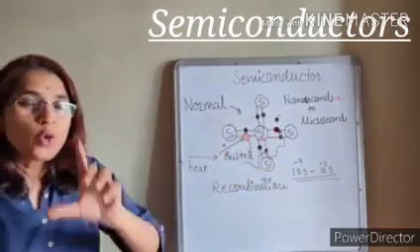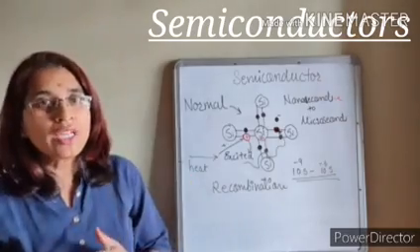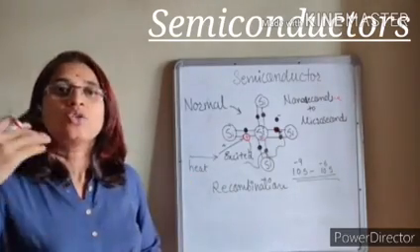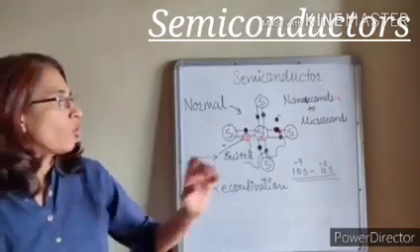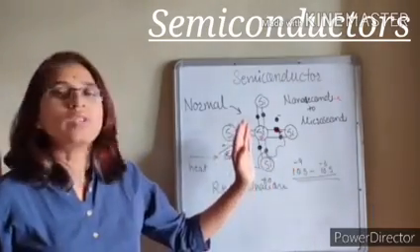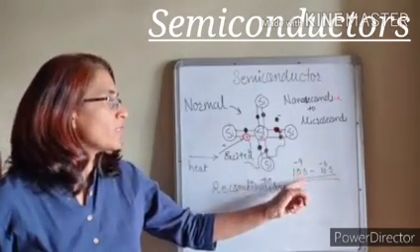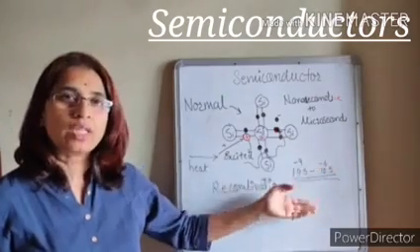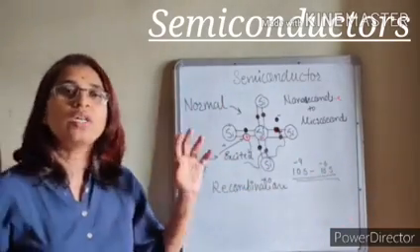The total time required for an electron to become free and to be acquired by the hole is called the lifetime of the electron, which is between 10 to the power minus 9 seconds to 10 to the power minus 6 seconds, a few nanoseconds to a few microseconds. This is the total lifetime of the electron.